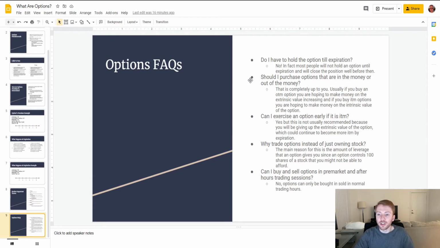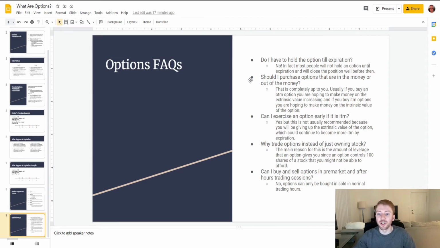So should I purchase options that are in the money or out of the money? And this is a good question. This is something that I would say is probably one of the most asked questions that I've ever gotten, and that's completely up to you. Usually if you buy out of the money options, you're hoping to make money on the extrinsic value. I would say if you buy an out of the money option, you're most likely not going to hold until expiration. And if you buy in the money options, you're hoping to make money on the intrinsic value of the option. So you would basically buy the option with there already being enough intrinsic value there and hoping that that intrinsic value increases in price.